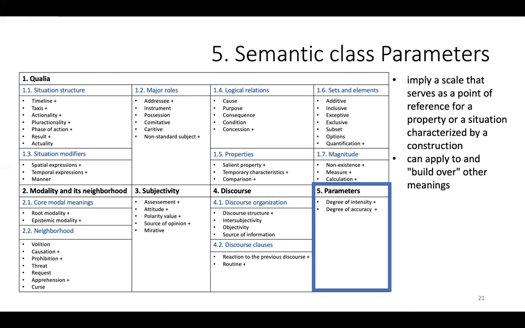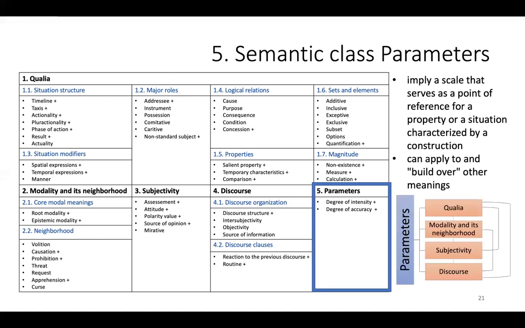These two semantic types imply a scale that serves as a point of reference for a property or a situation characterized by a construction. Degree of intensity and degree of accuracy are the meanings that often build over other meanings, for example, temporal, spatial, or quantitative semantics. We can visualize this special status of this class as follows. All 5 classes are interrelated with each other, and parameters are placed vertically on the left. In practice, constructions of this class often carry several semantic tags.